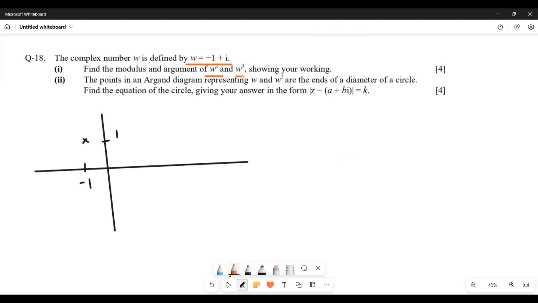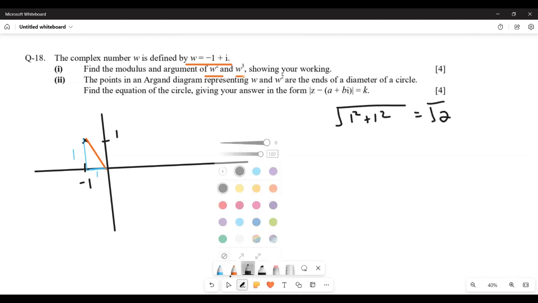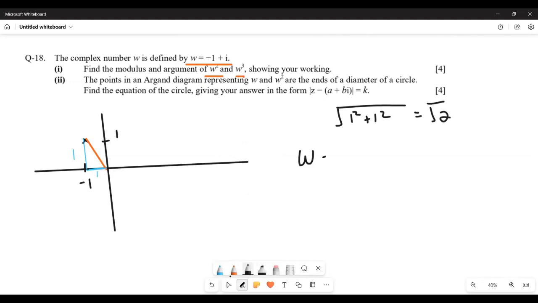What is its modulus? This length here. Let's find that out. Apply Pythagoras on this length 1 and this length 1. So it would be square root 1 square plus 1 square, which is what? Square root of 2. So the modulus of W is square root of 2. Now I would be needing the argument. Argument is written like this: cos argument plus iota sine argument in polar form. Although you haven't been asked to write it down in polar form, so you may not need to do this.